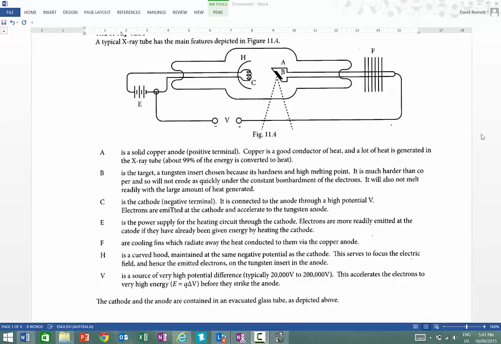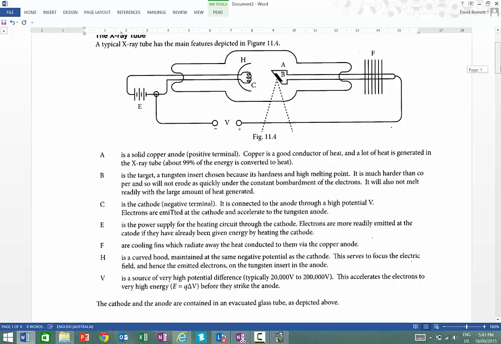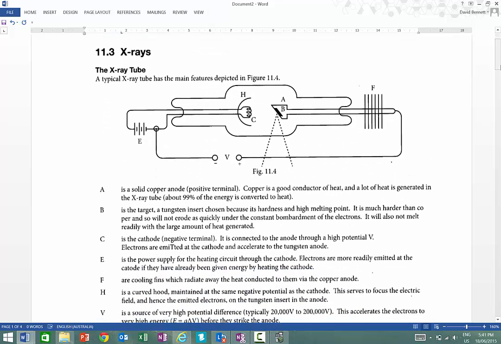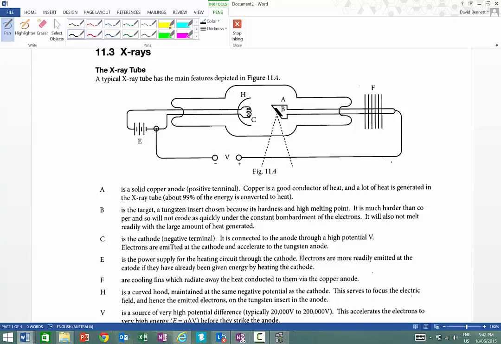Today I'm going to talk about X-rays. So this is the first video on X-rays. You'll find this diagram of our X-ray tube in your book. Now, it sort of lists the parts of the X-ray tube, so we will not necessarily read the bits there, but I'm just going to highlight some things.